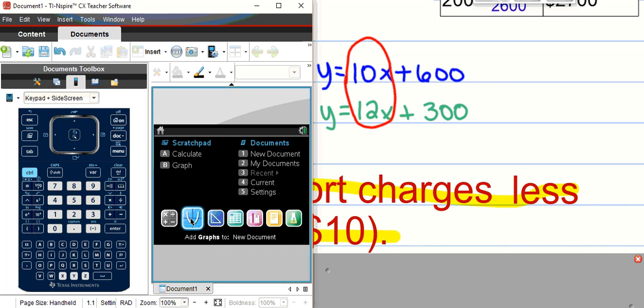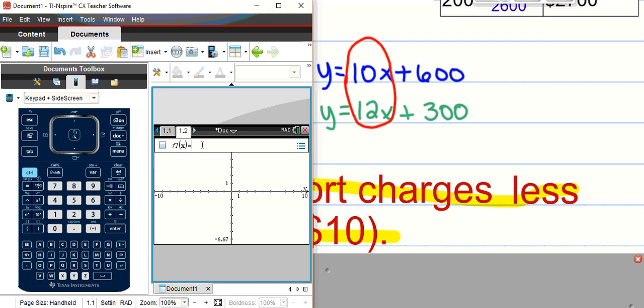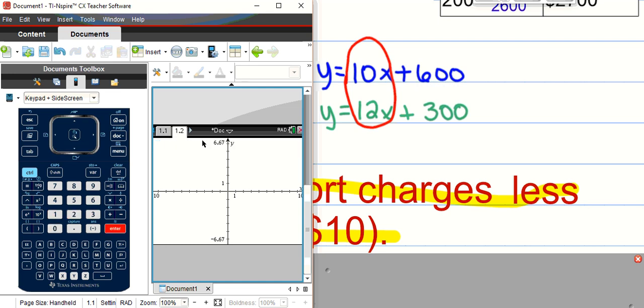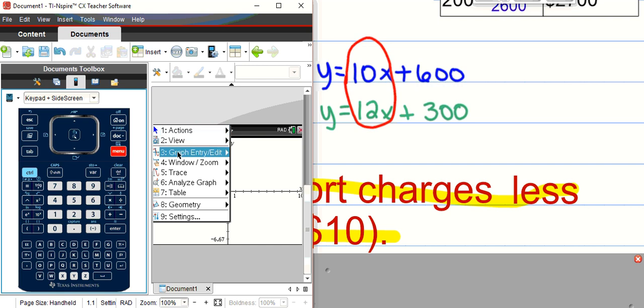We're going to choose the graph, and let's type these equations in. We have 10x plus 600, and we have 12x plus 300. Now, obviously, it's not showing us anything. If you pay attention, though, your y-intercept is at 600, your y-intercept is at 300. So you're not going to see anything there. So we need to zoom out a whole lot.